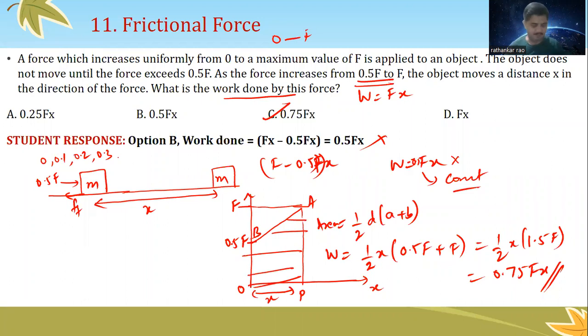Good evening, children. Okay, so this particular problem, we solved it earlier in the video, which is for frictional force.